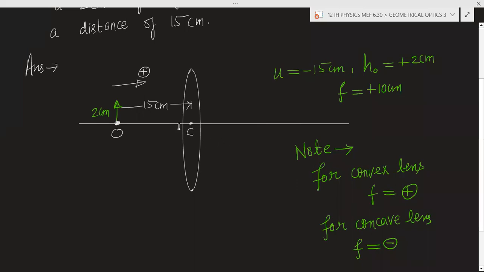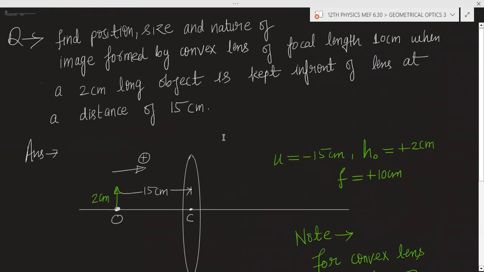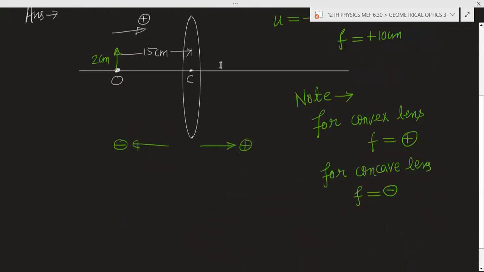If you are going in this direction, this direction will be considered as negative direction, and this direction is the positive direction. Okay. Because light is going in this direction, so this direction will be considered as positive direction. You have to find the position, size, and nature of the image.